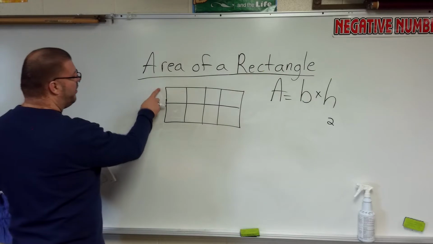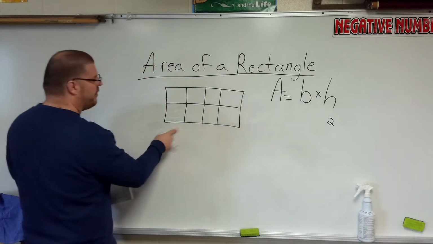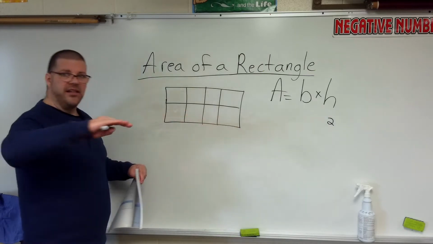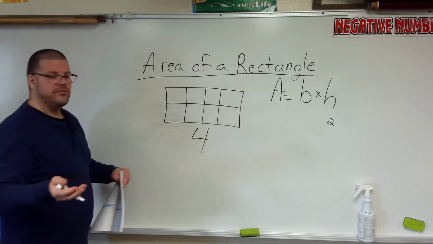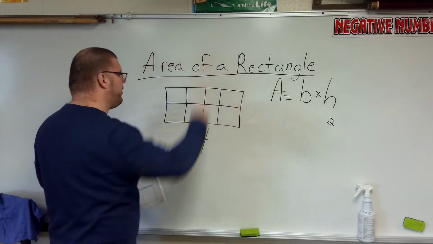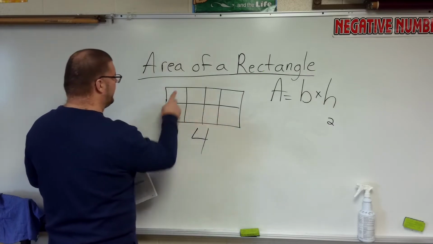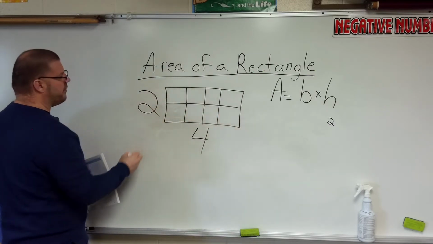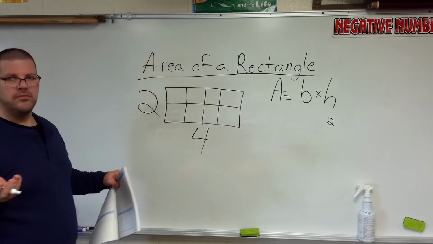Now, imagine we start with the base. What's the base? How many blocks are on the bottom, the base? 1, 2, 3. There's 4 of them, right? How many go up? Well, 1, 2. So you count them this way, and you count them up. 2. So there's 4 on the bottom, and you have 2 rows going up.